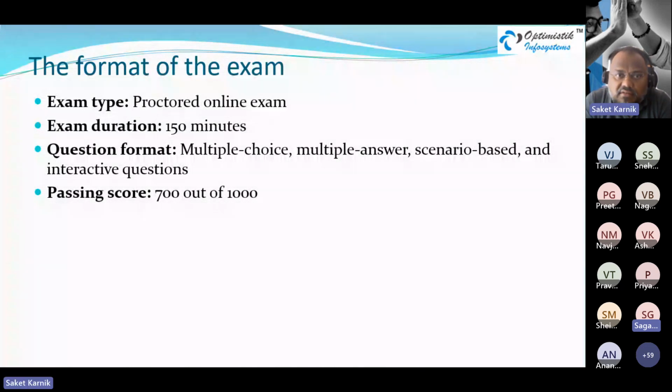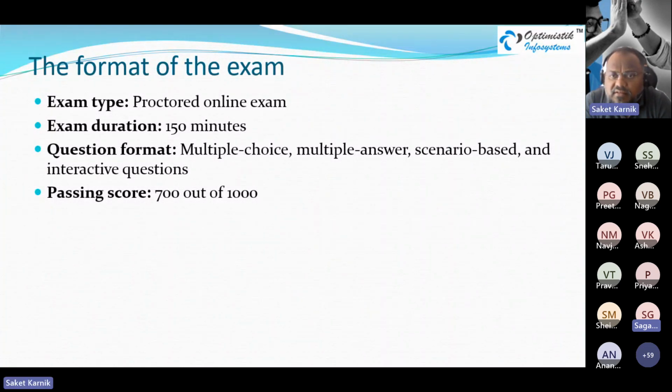So one question I have here. What is the difference between multiple choice and multiple answer? Multiple choice means where you have more than one option available, but only one of them can be selected as correct. Multiple answer means there is more than one answer, so you have to take 2 or 3 or maybe 4 or maybe more options out of the available ones.